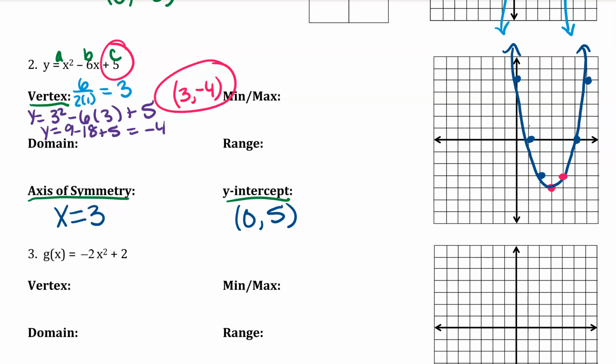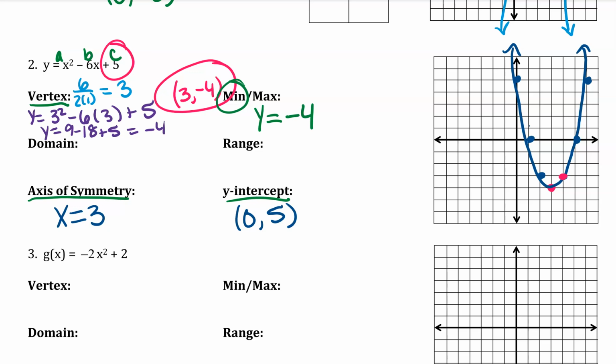Now here's the new parts, kind of new parts. This graph, does it have a minimum or a maximum? It has a minimum because it's facing up, and then the minimum is going to be y equals the y part of my vertex, which is -4.